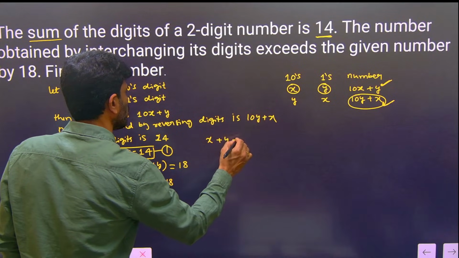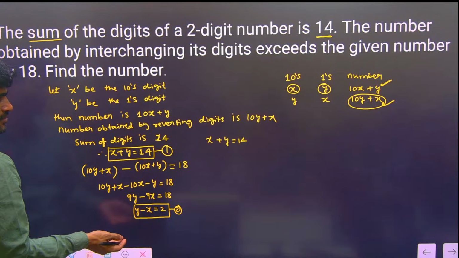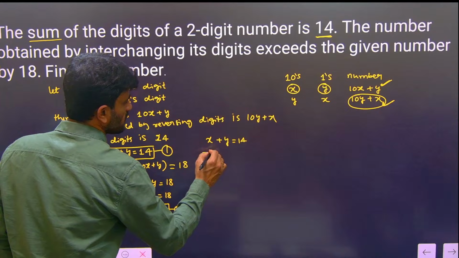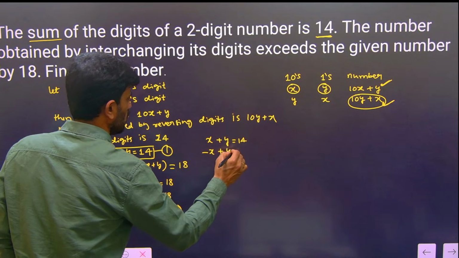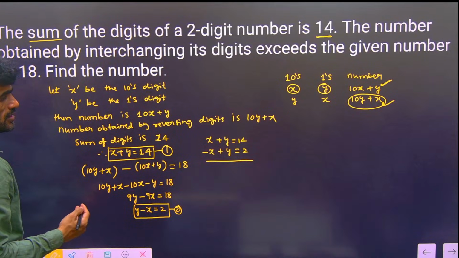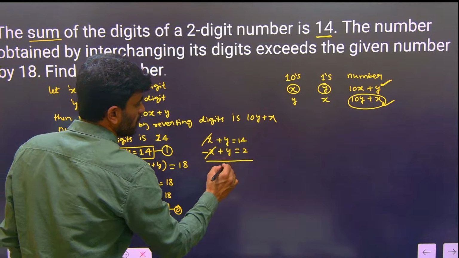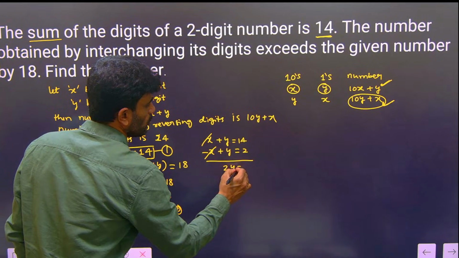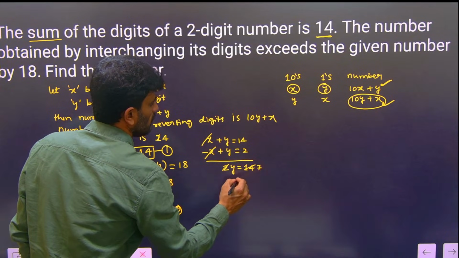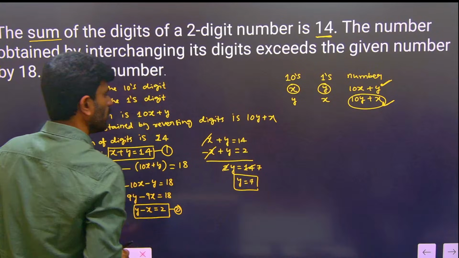X plus y is equal to 14. But the second equation is in the form of y minus x. X we should write first, then y. Then it will become minus x plus y is equal to 2. We should be careful while simplifying. Arrange that in the correct order and simplify. Plus x minus x will be cancelled. Now y plus y, 2y. 2y is equal to 14. So after cancellation, y is equal to 7.